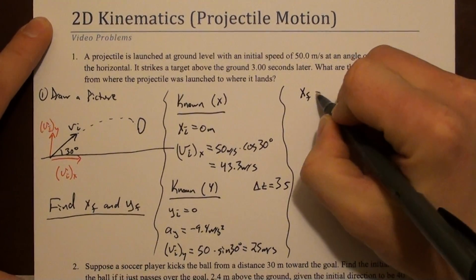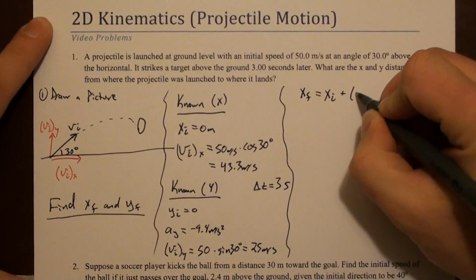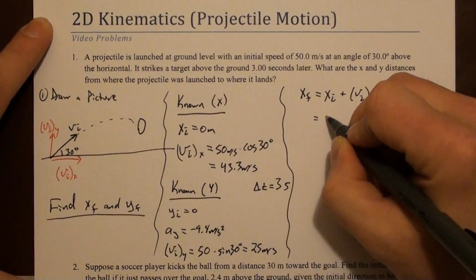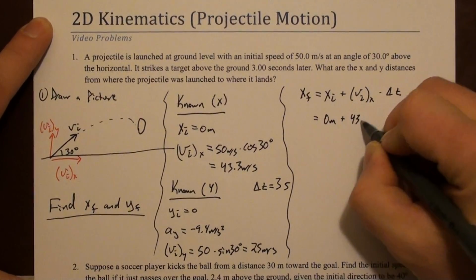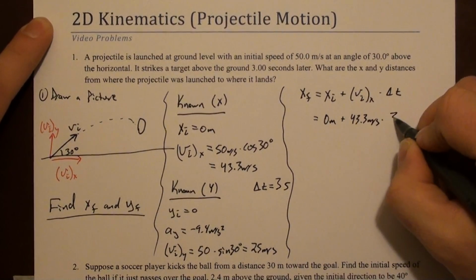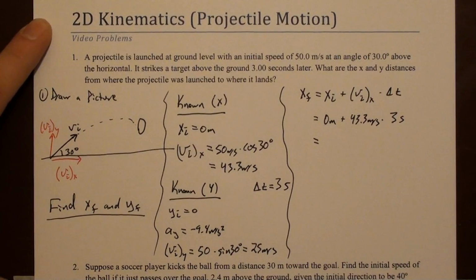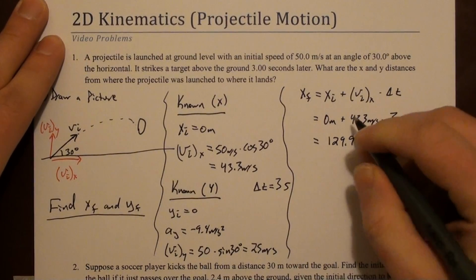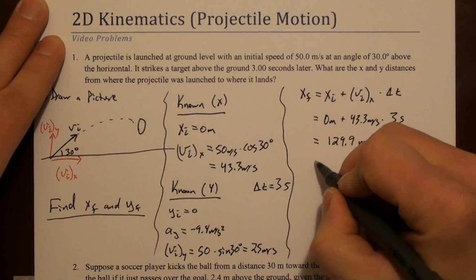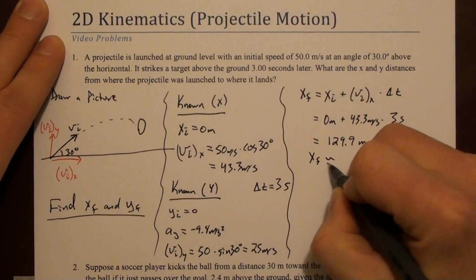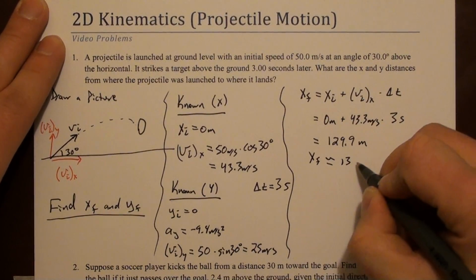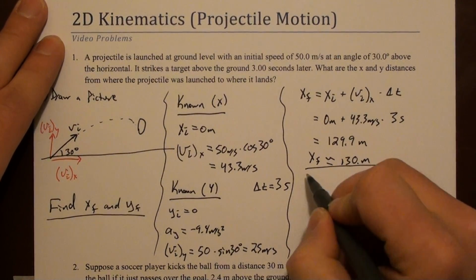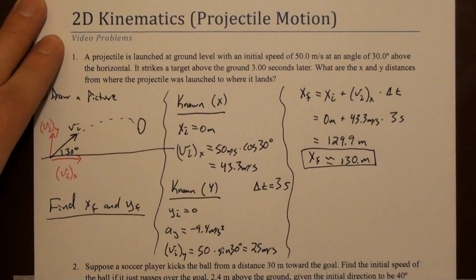So x final equals x initial plus vx times delta t. Plugging in some numbers. And if you do that math, I think you end up with 129.9 meters. So x final, rounded to 3 sig figs, is 130 meters. We could put a decimal just so we know that it's 3 sig figs. Okay, so that's one of the things we're looking for.